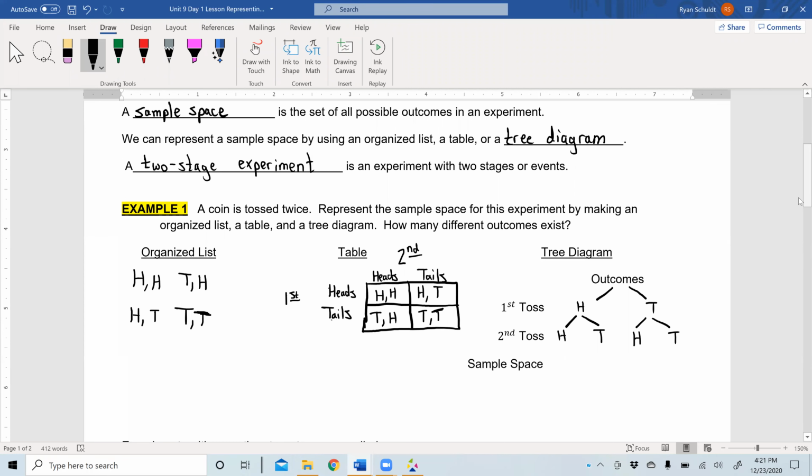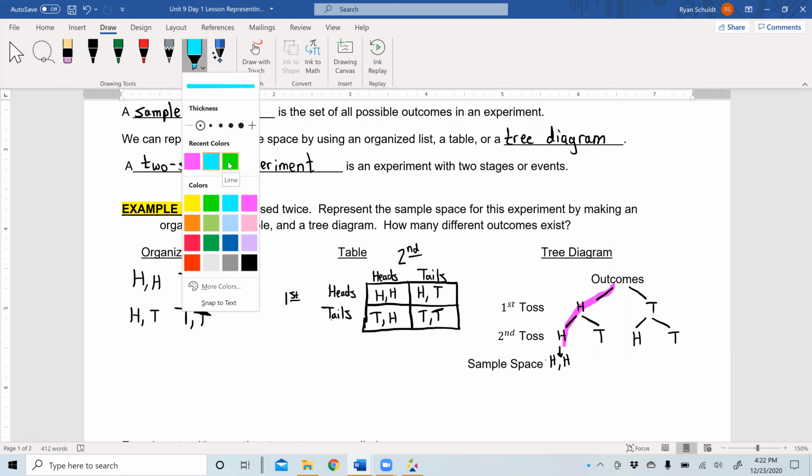And then the sample space is where we follow the tree down. So like if I started here, I went down this way. What happened when I went down that way? I got a heads and then another heads. That's the sample space. Now, what happens if I go down?